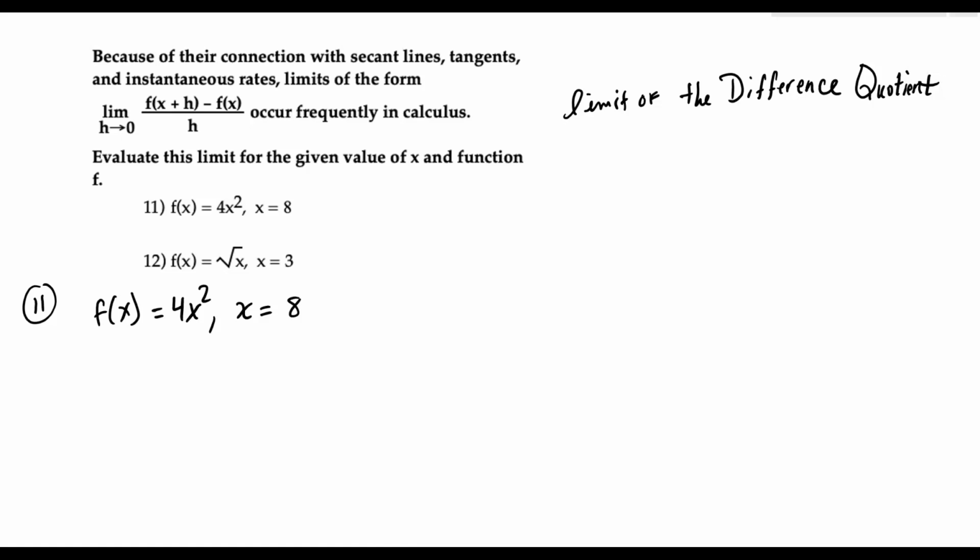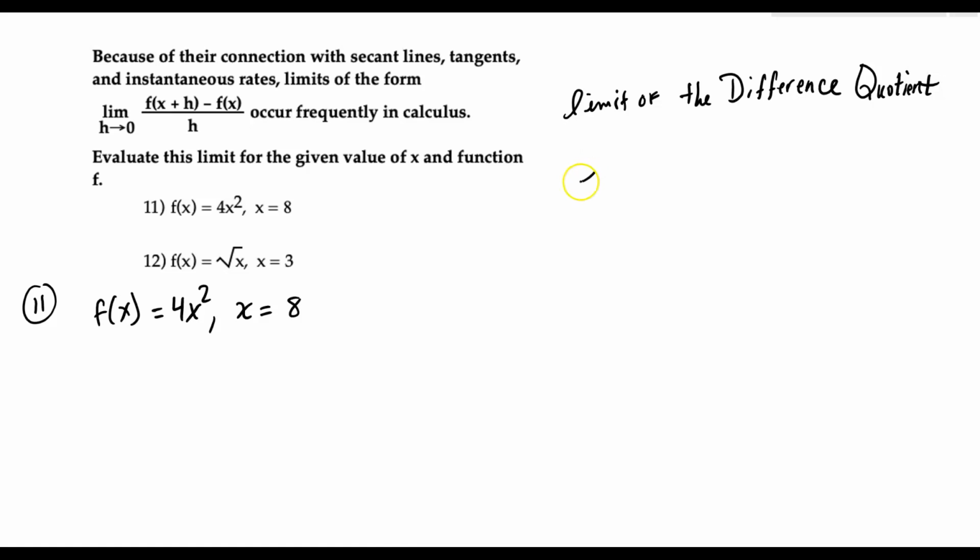So what we're going to be doing is, it says evaluate the limit for a given value of x and a function f. We're going to be finding the instantaneous rate of change. We're looking not at the average rate of change because we're looking at a particular instant. This is the instant where we're looking at one little specific x value. And we're going to analyze this by looking at the limit of what's called the difference quotient.